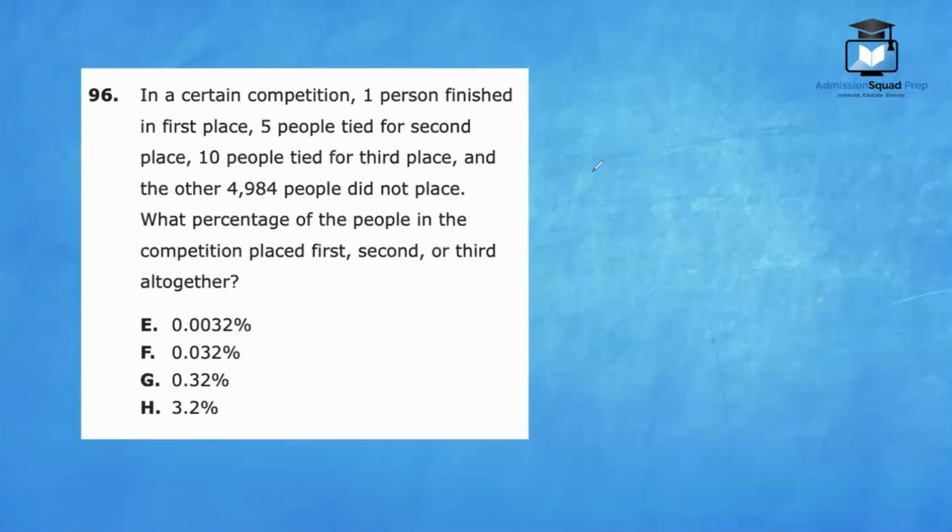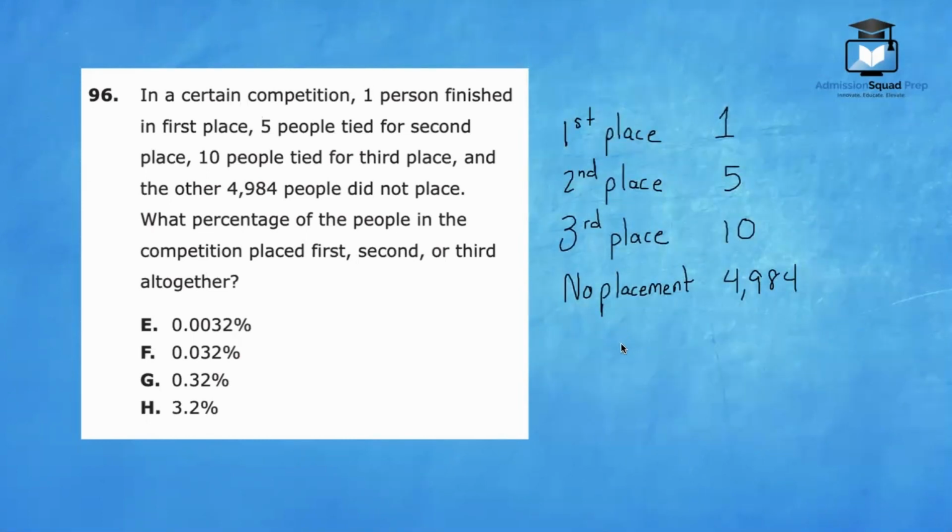Number 96. In a certain competition, one person finished in first place, 5 people tied for second place, 10 people tied for third place, and the other 4,984 people did not place. What percentage of the people in the competition placed first, second, or third altogether? Let's write out our information. So the first step is to determine the total. We will add 1 plus 5 plus 10, which is 16. And when we add that to 4,984, we get a total of 5,000.